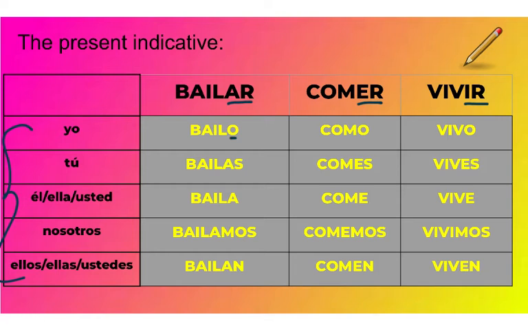These are the verb endings that you know. We remove the AR, then we add o, as, a, amos, and an for AR verbs. When we remove the ER in ER verbs, we add o, es, e, emos, and en, according, of course, to the subject. For IR verbs, we do the same thing. Remove the IR, add o, es, e, imos, and en, according to the subject in the sentence.